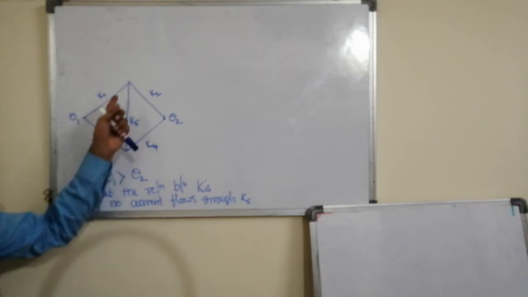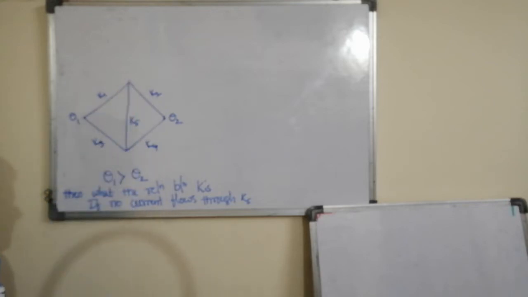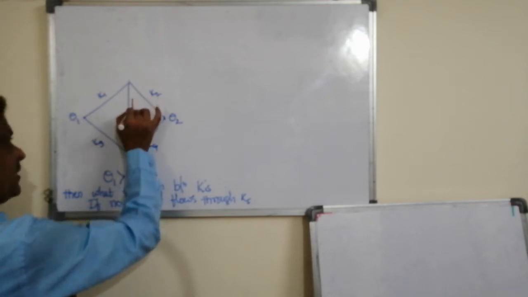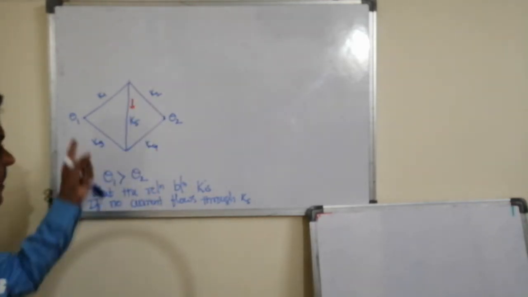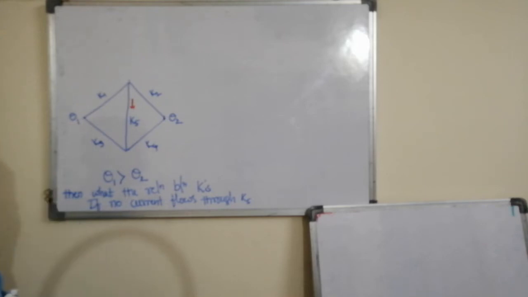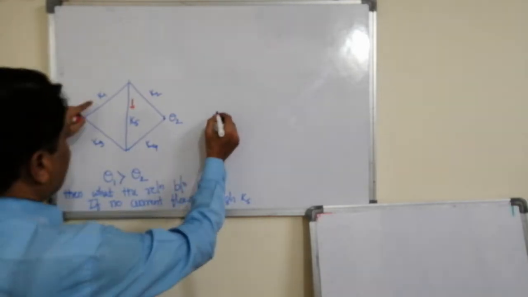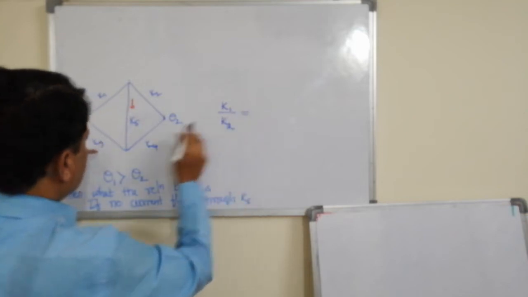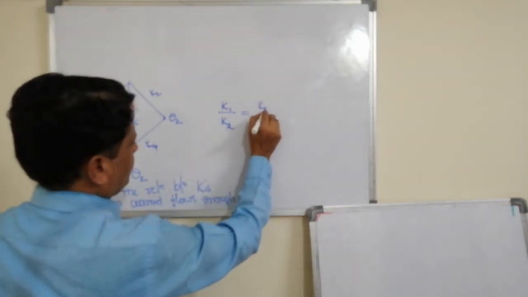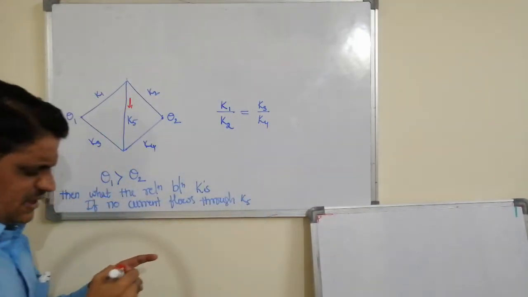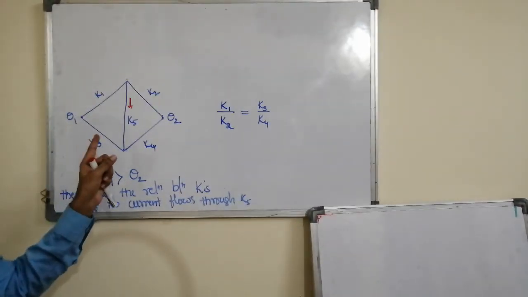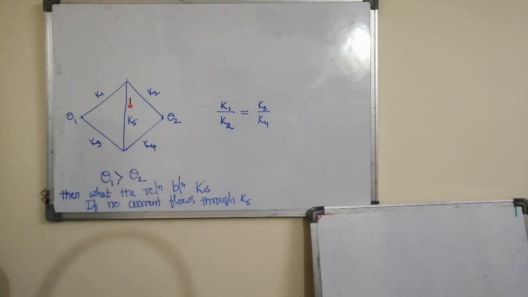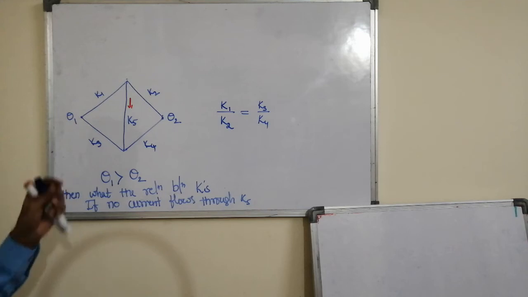Hope you know it is like a Wheatstone network. In a Wheatstone network, when no current flows through this branch, the network is said to be balanced. Then the ratio of the upper two, K1 by K2, is equal to the ratio of the lower two, K3 by K4. This is easy, I just want to remind you that the same can be applied here. Based on this, I want to take a simple question.